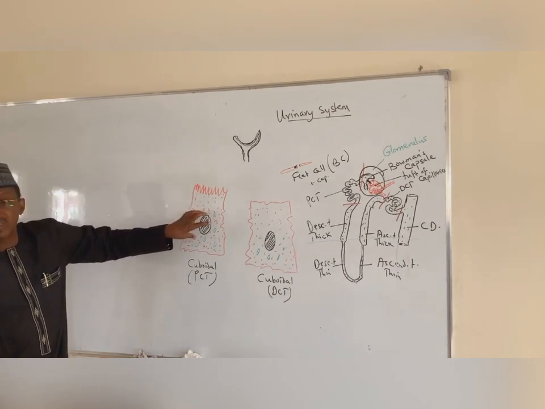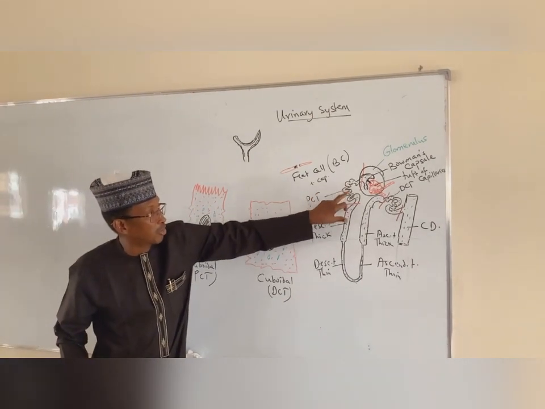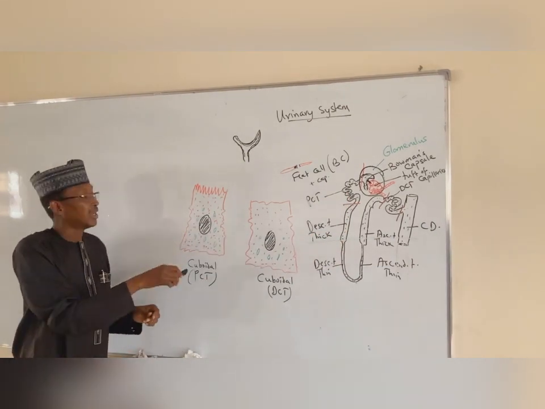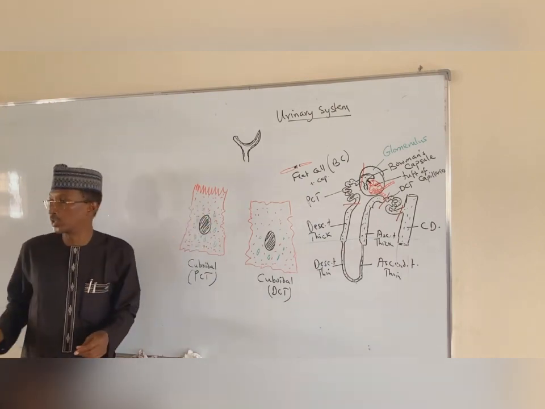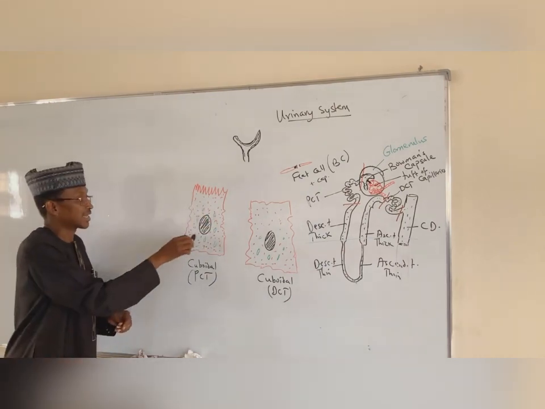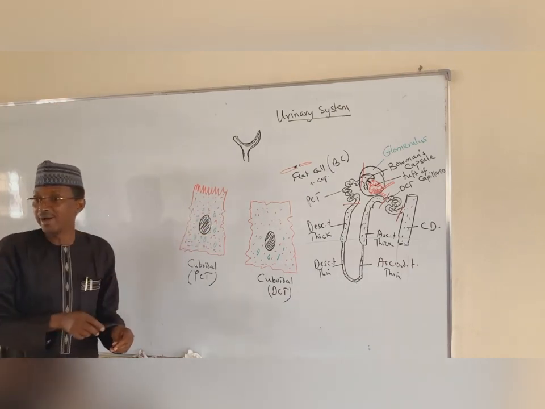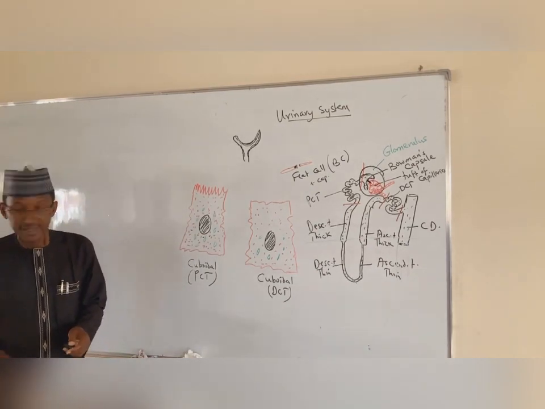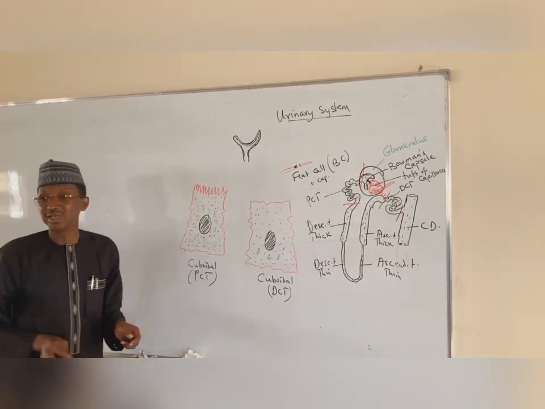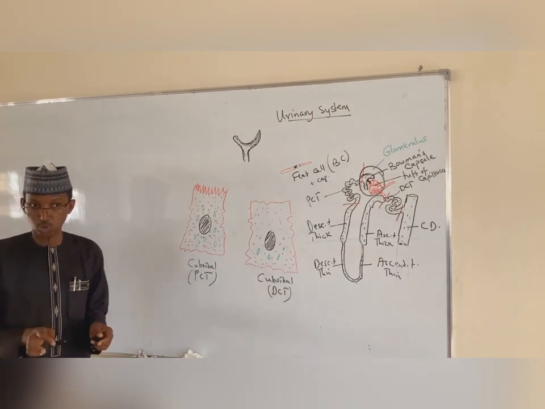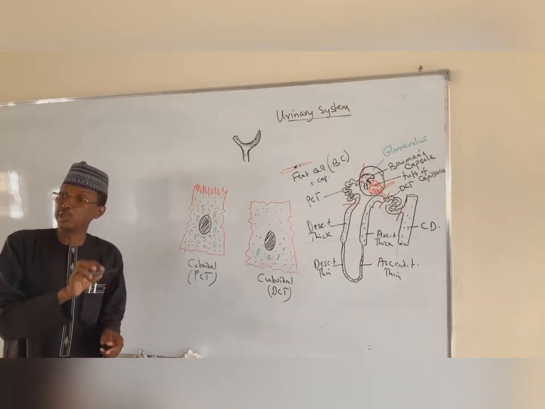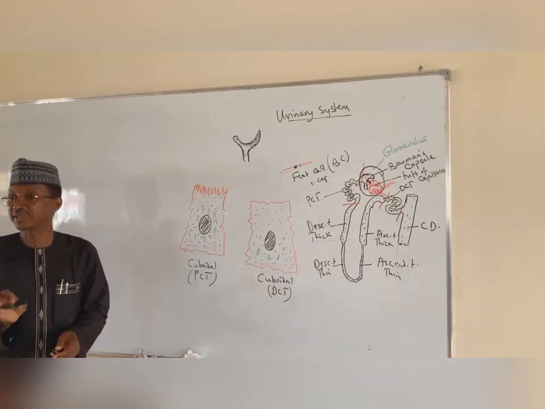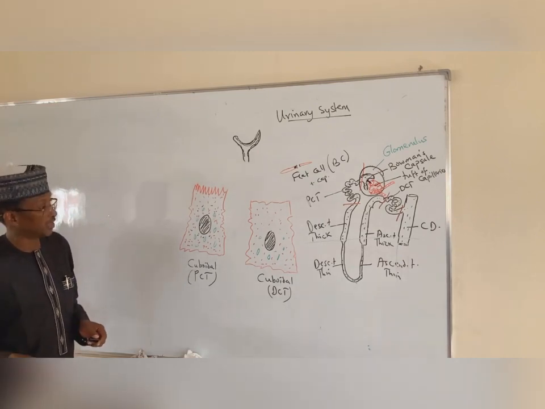The cuboidal cells that can be found right from the proximal convoluted tubule to the descending portion here, if you look at it, have a centrally placed nucleus. They have a lot of mitochondria. Their cytoplasm is eosinophilic. That means when you look at it under a microscope, it's red in color. That is what we call eosinophilic, because it takes the eosin stain of that hematoxylin and eosin stain that you usually use when you want to stain in the laboratory.